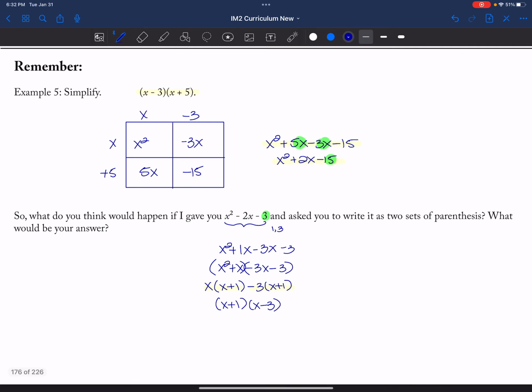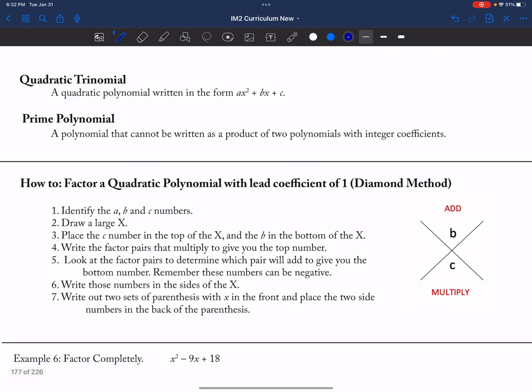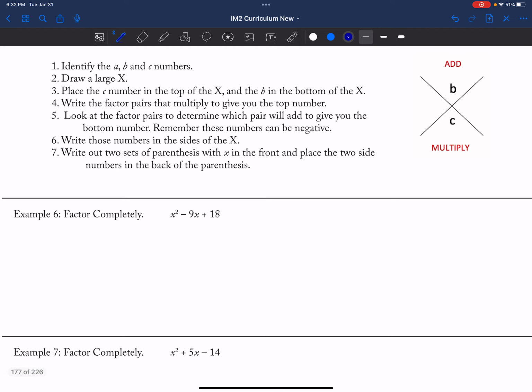Now, we want you to be able to do factoring a little bit faster. And so what we're going to do is what's called the diamond method. Yes, I am going to ask you to write down a big X here. So I'm going to first write out a big X. Okay, so here's a big X.